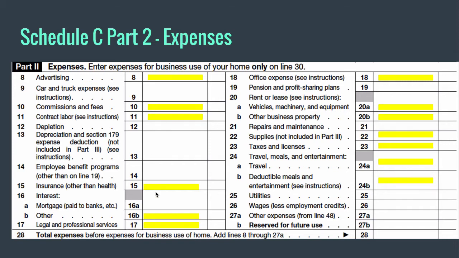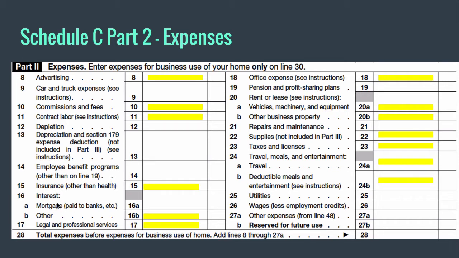I'm going to skip down because I don't want to confuse you with those two yet. Insurance other than health. So that's key. If you have business insurance, any type of liability insurance for your business, then that is going to go here on this line. And that could also include, say, like a bond. That would be considered insurance as well.